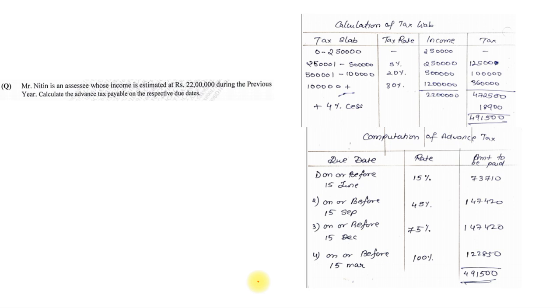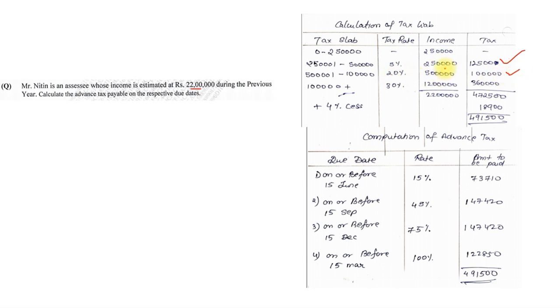One last sum. Mr. Nitin is an assessee whose income is estimated to be 22 lakhs during the previous year. Now, they're asking us to find the advance tax. So the sum gets divided in two parts. First, we need to find the tax liability. Since his income is 22 lakh, the first 2.5 lakh he doesn't need to pay tax. Next 2.5 pay 5%, which comes to 12,500. Next 5 lakhs pay 20%, which comes to 1 lakh.